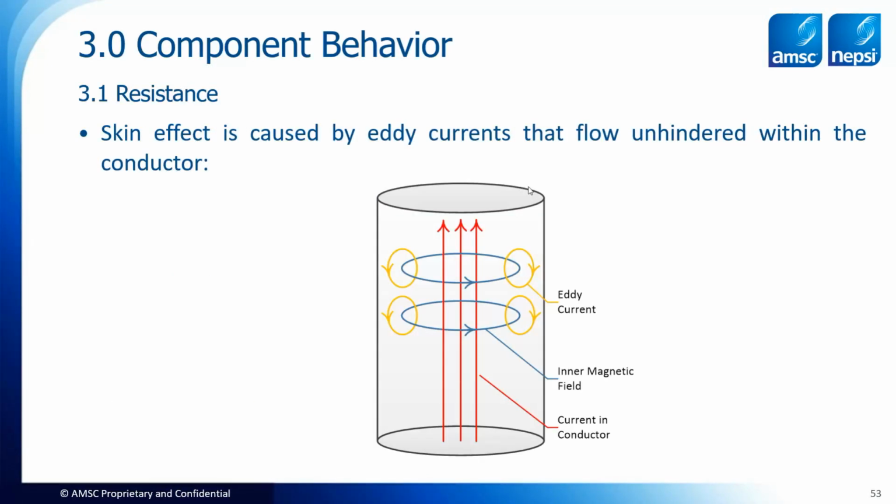Skin effect is caused by eddy currents that flow unhindered within the conductor. So here we show a current in the conductor. We show it setting up a magnetic field around it within the conductor. And these eddy currents flow on the inside and produce additional heating. But on top of that, they tend to force the current to flow towards the outside of the conductor.